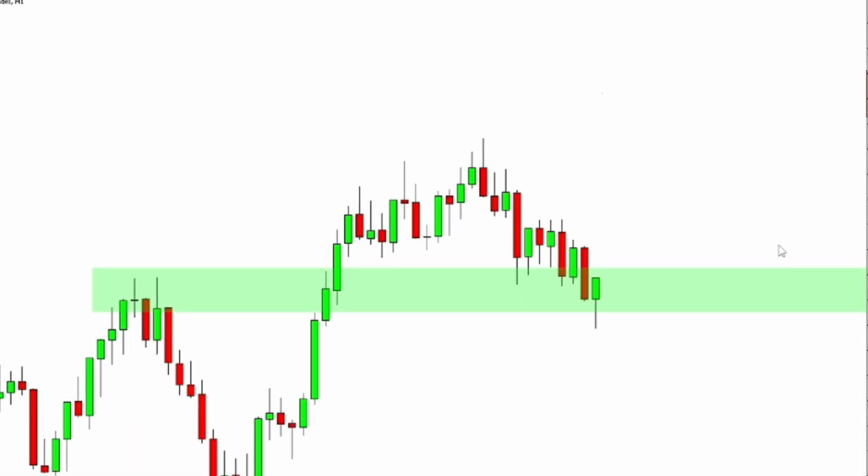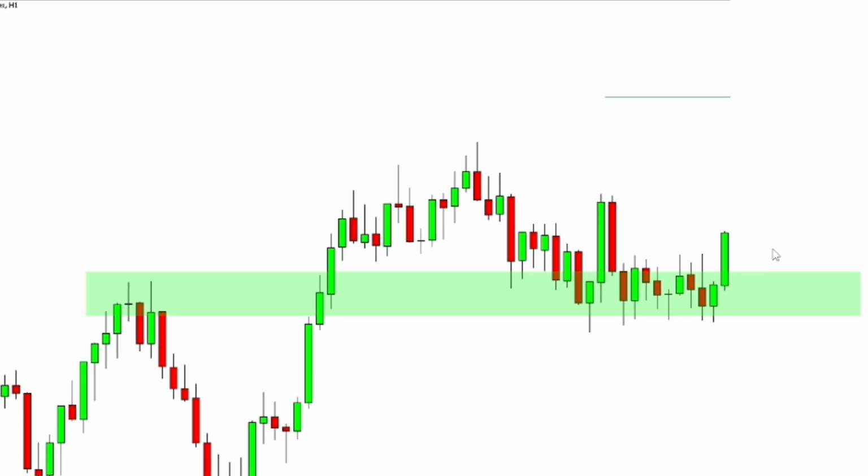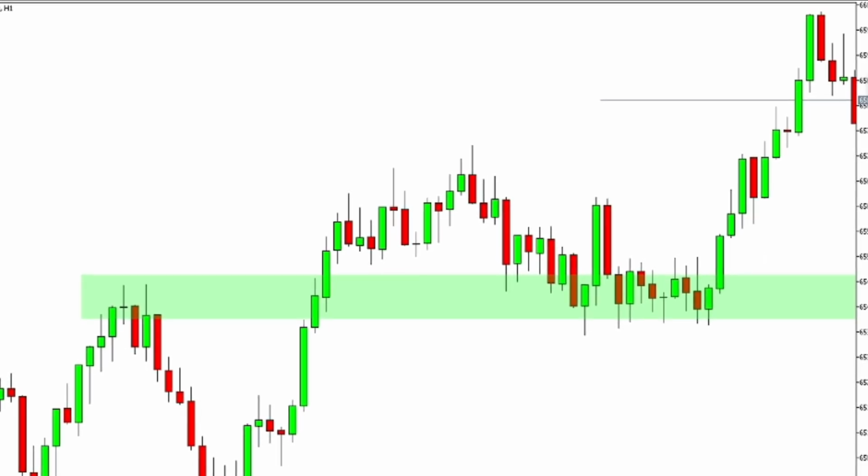I'm not saying it's going to happen 100% of the time, but you can see that this zone managed to hold the price for a long period of time, and it was playing with your emotions here, which is what trading does to you as a trader. You need to be strong, and then later on the market went all the way up to hit your take profits. So this was a very good trade.